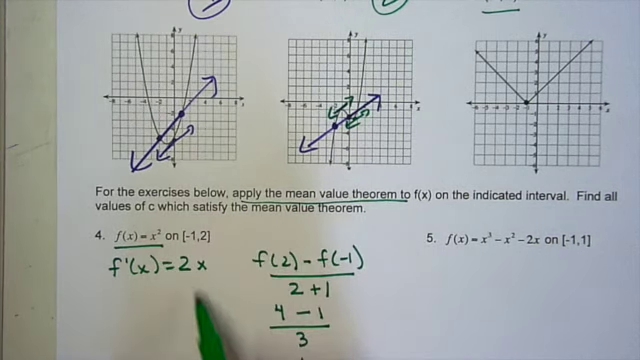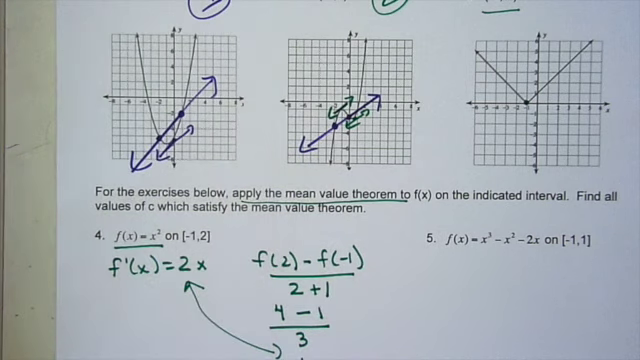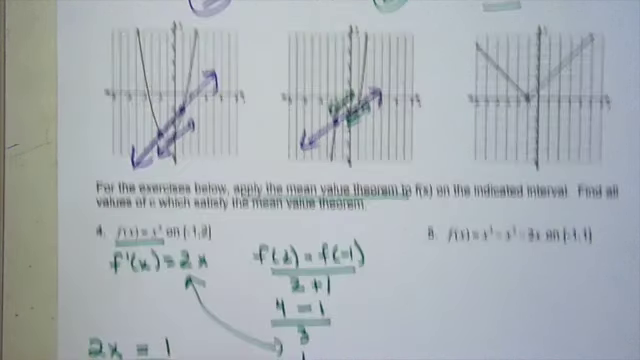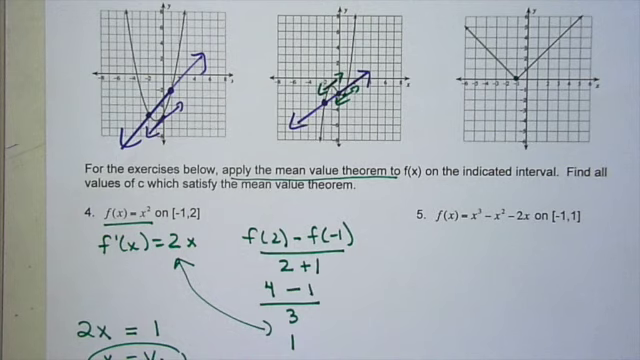So I'm going to set these two equal to each other. So there's a place where the derivative is equal to the average rate of change, and that place where that occurs is exactly at x equals 1/2. Okay, let's try number 6.